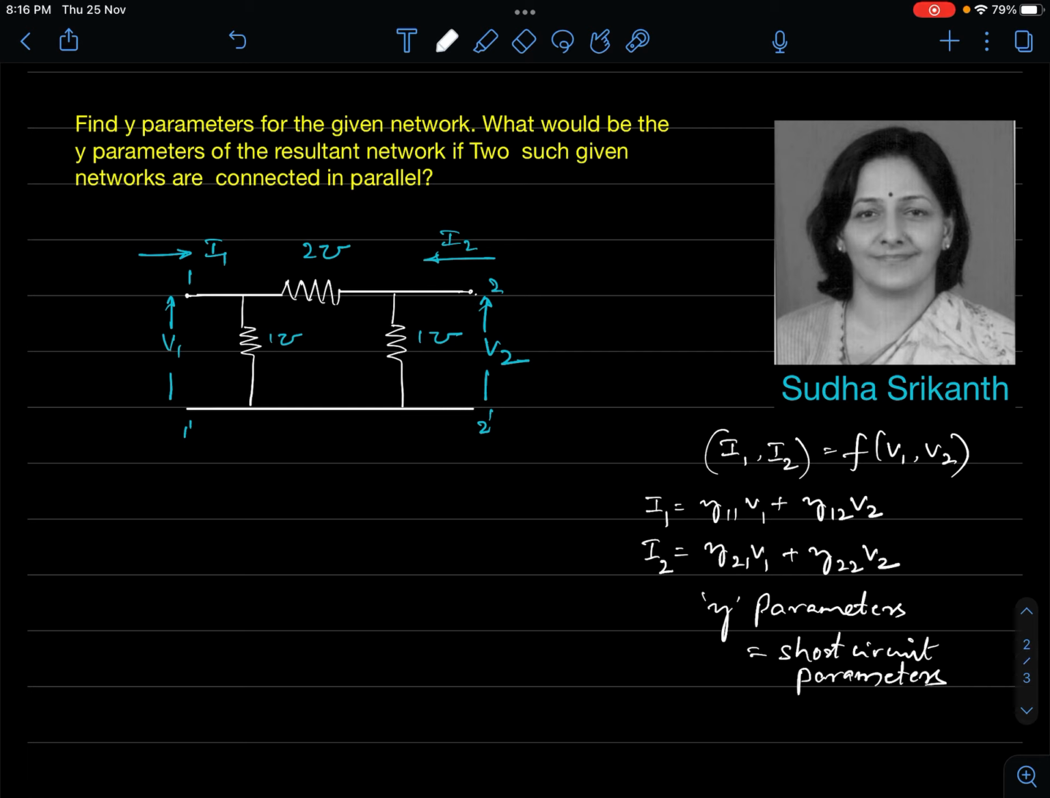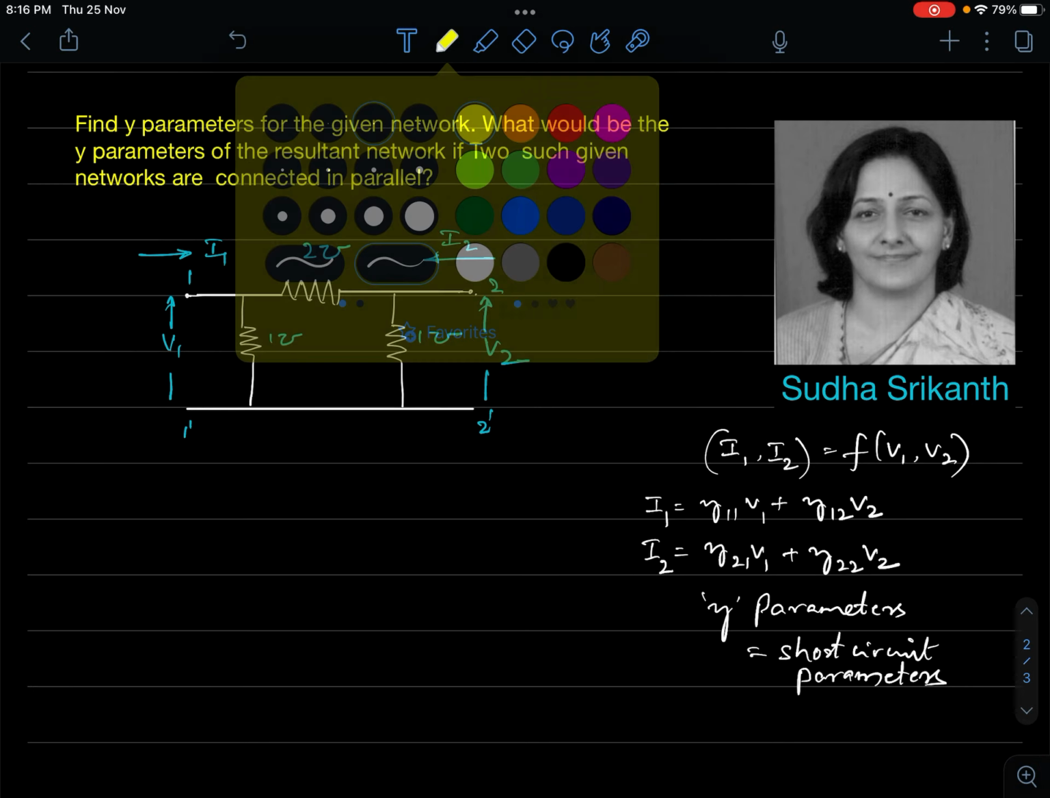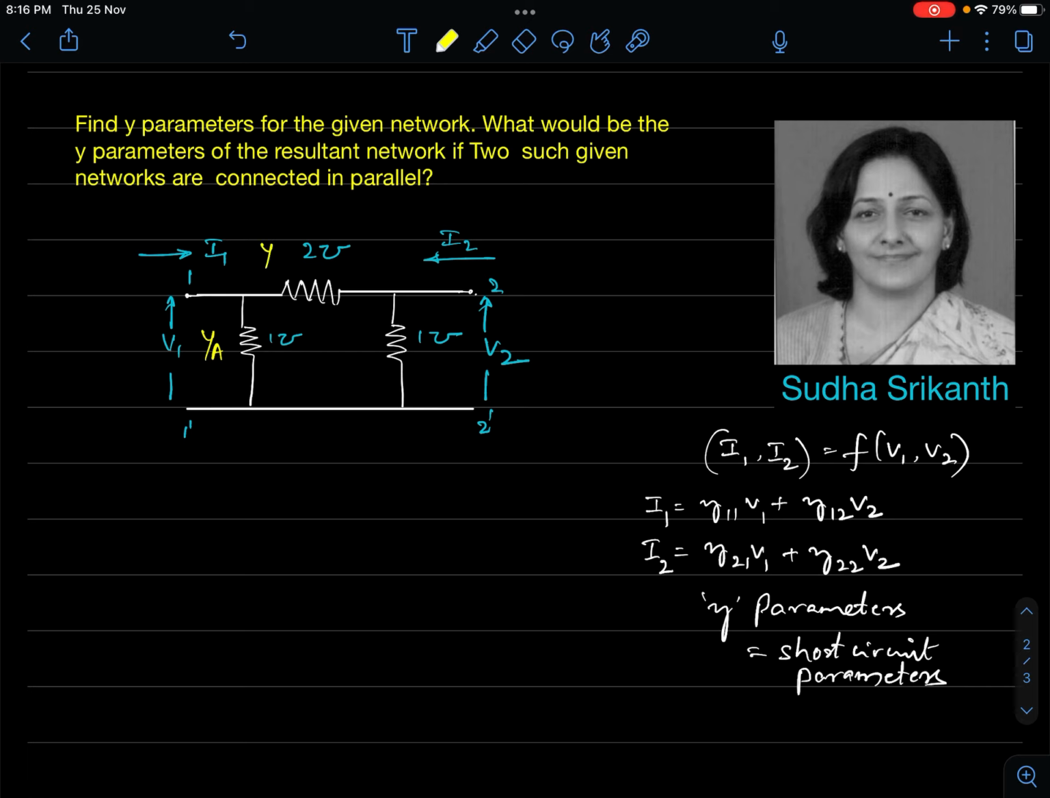So let us try to see the shape of this network. If we can identify this network as a pi network, and if we can identify these elements as, let us say, YA, YB, and YC, we can easily determine the y parameters. All the values that are given are admittances, right? So they are the admittances, reciprocal of impedance. So we are supposed to determine the parameters. How do we do it? We will try to write the equations once.